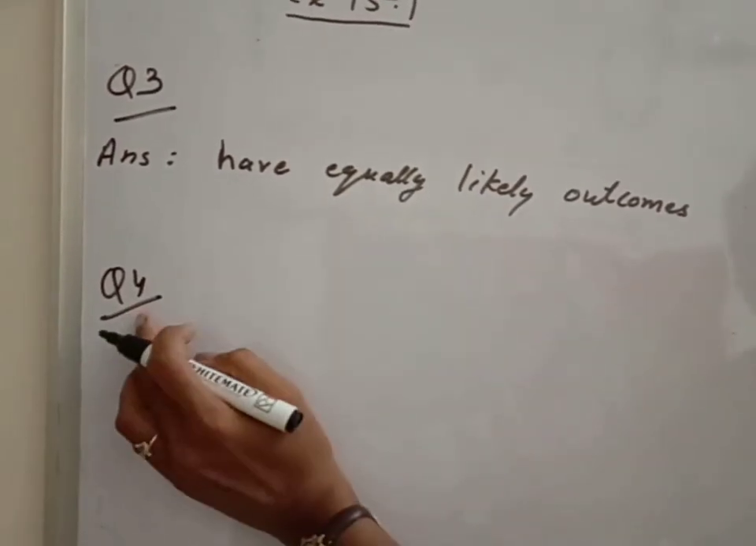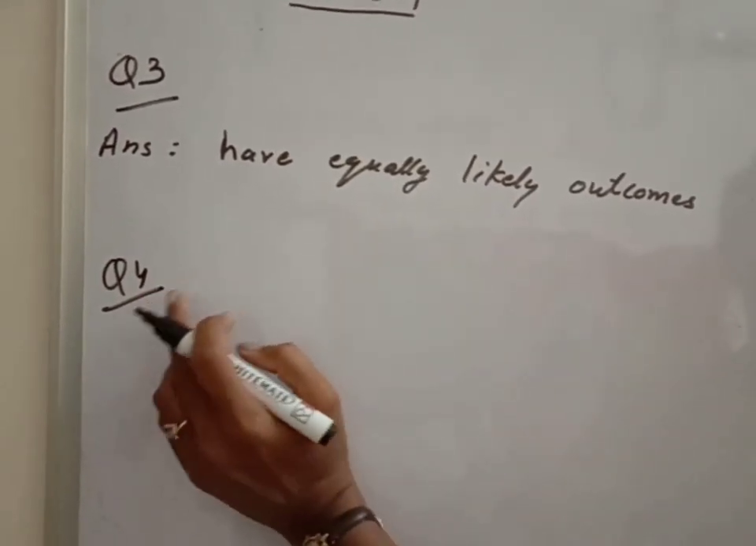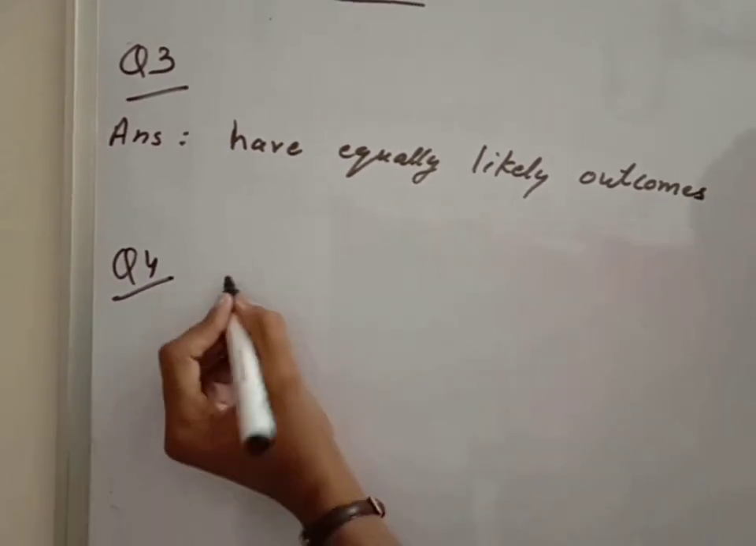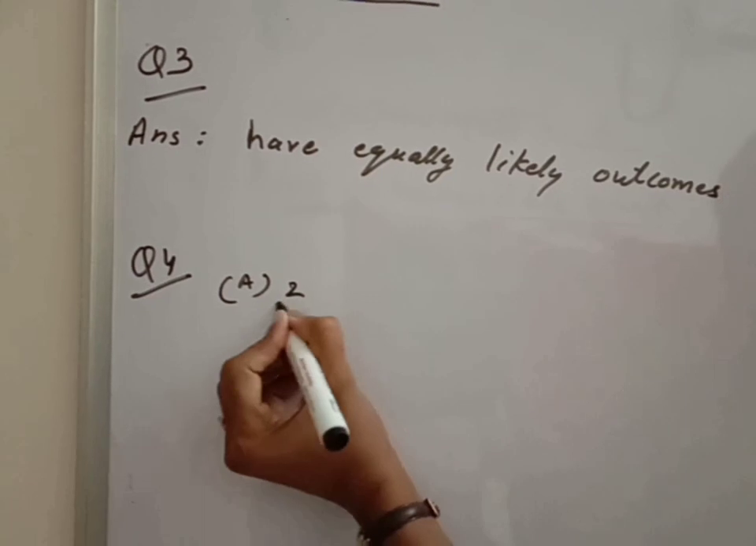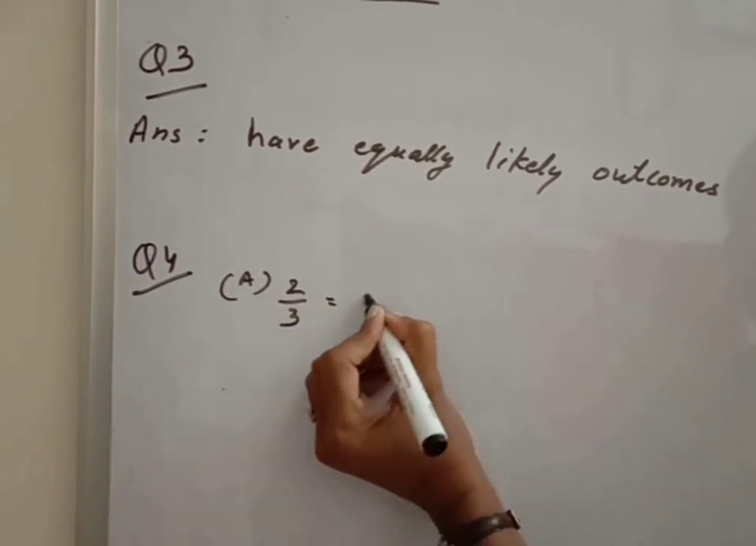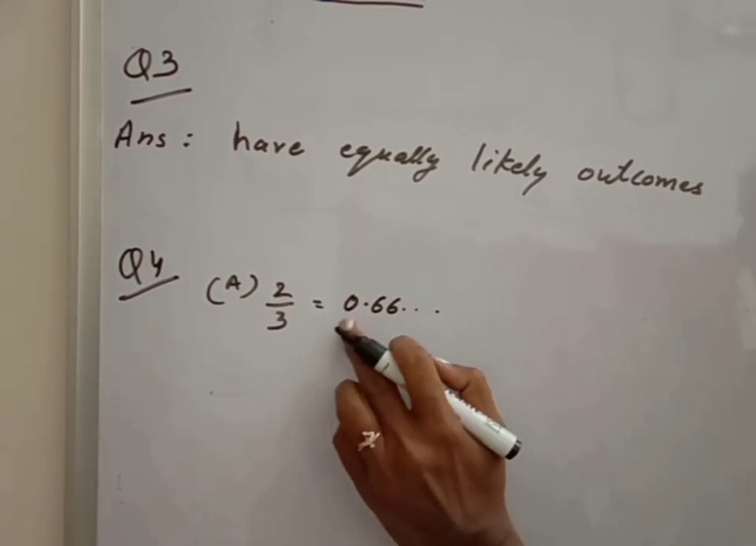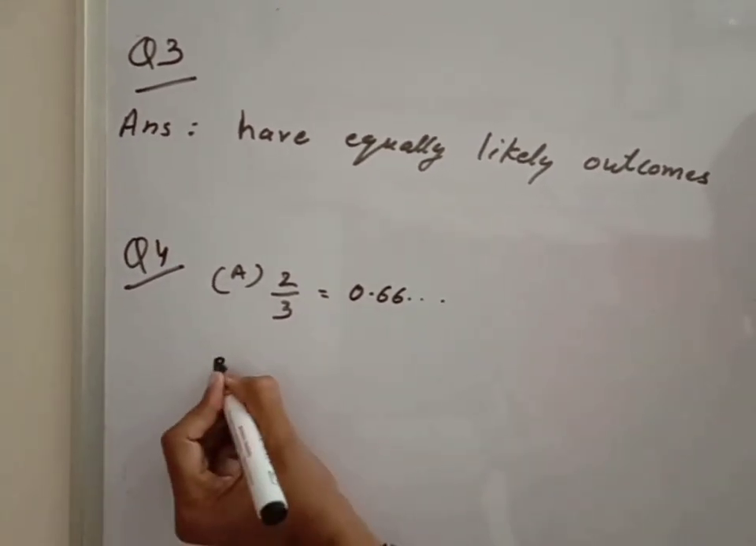Question number 4. Which of the following cannot be the probability of an event? The A is 2 by 3. So if I divide, I will get 0.666 and so on, which is less than 1. So it is possible. Okay, let's see the second option.